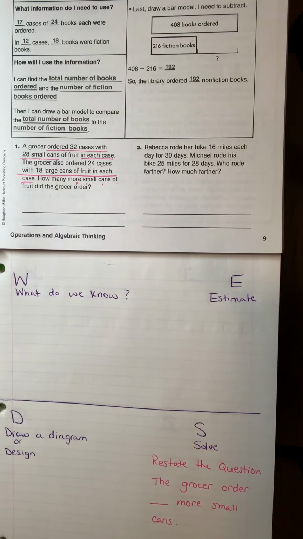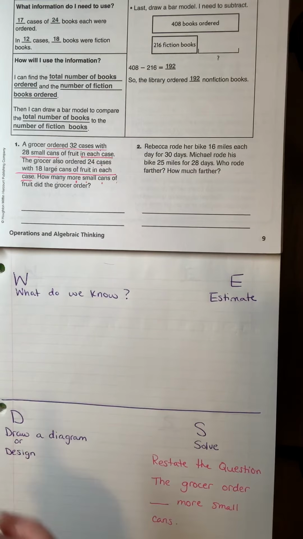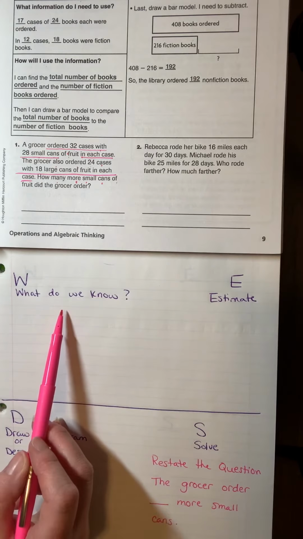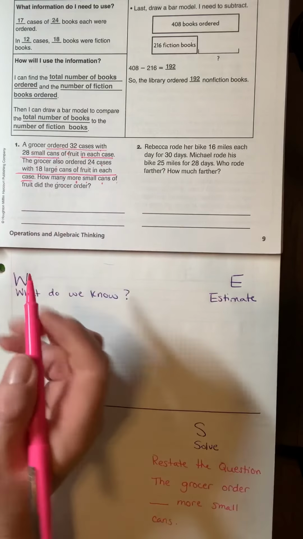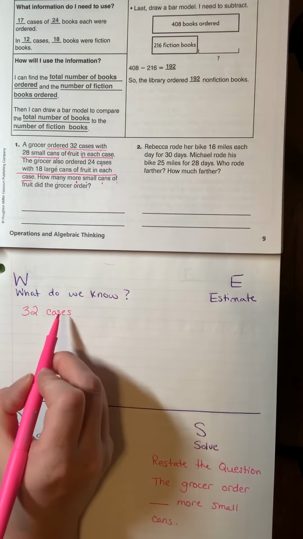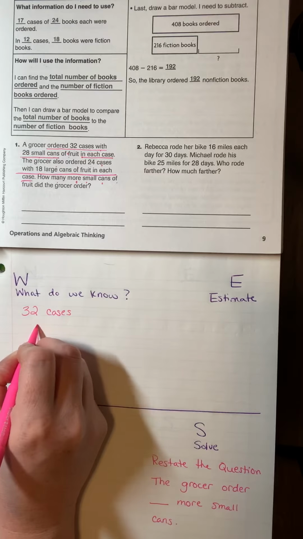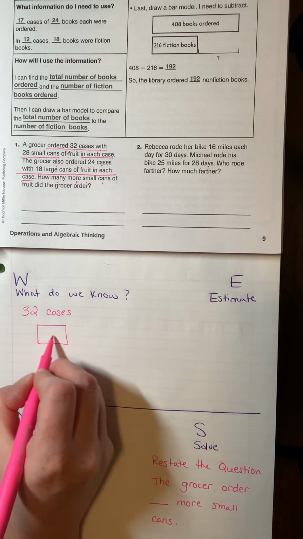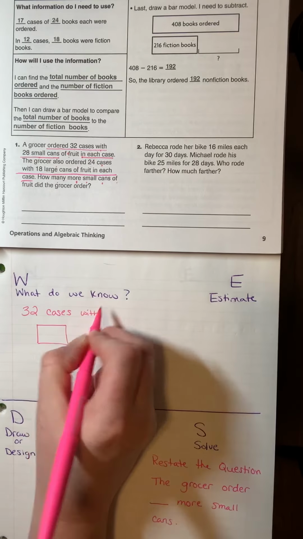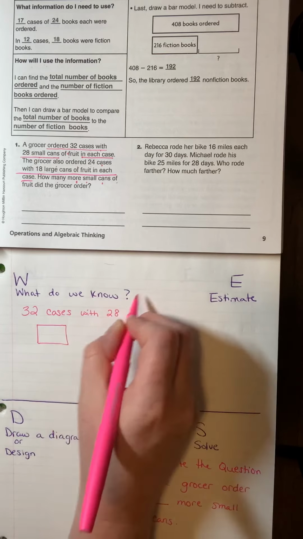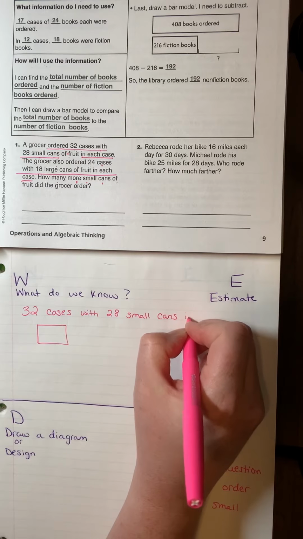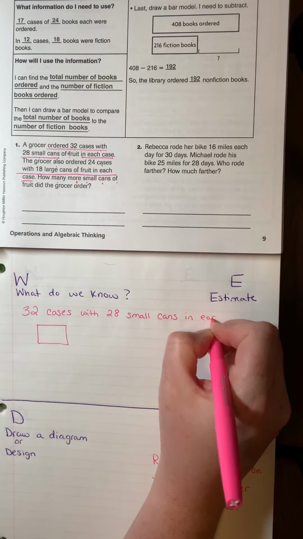All right, is yours similar to mine? Hopefully it's somewhat similar. So now I'm going to go back into the problem and take out what I know. Well, I know the grocer ordered 32 cases, and we've seen this word before. A case is like a really big box that contains a lot of things on the inside of it. So 32 cases with 28 small cans in each case.